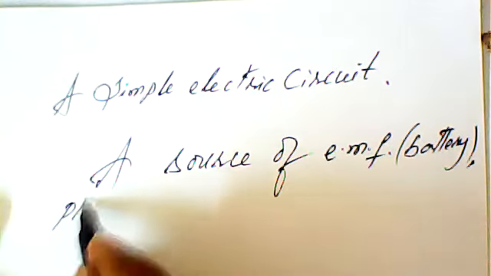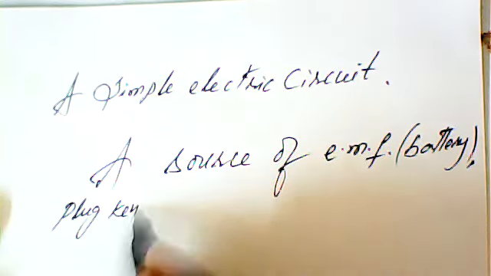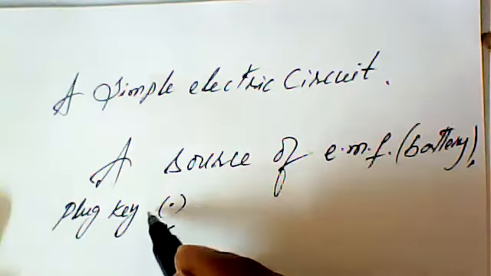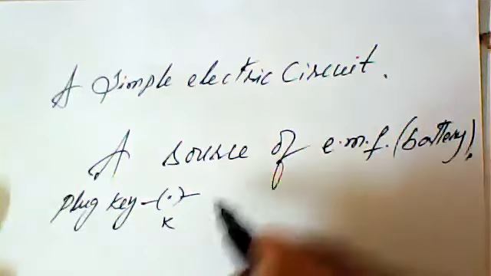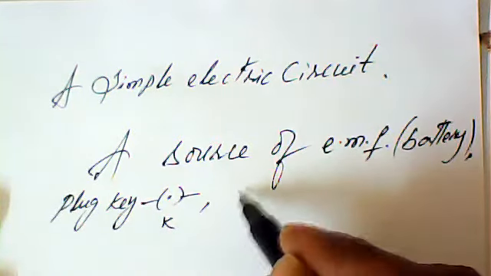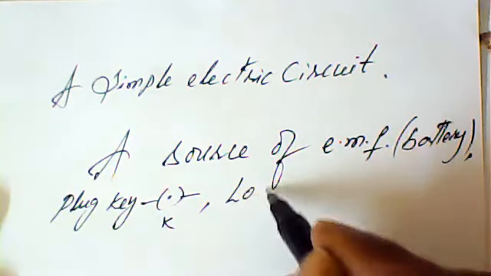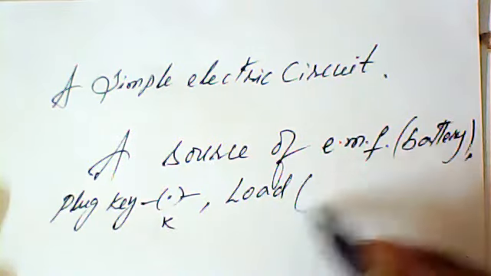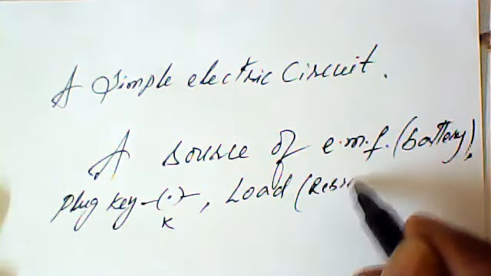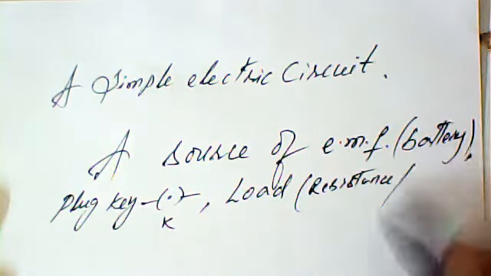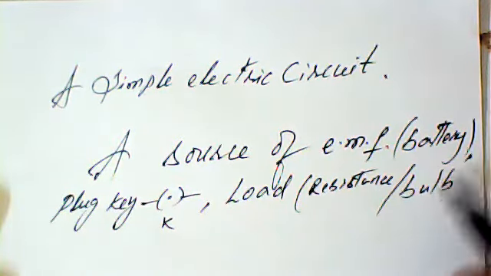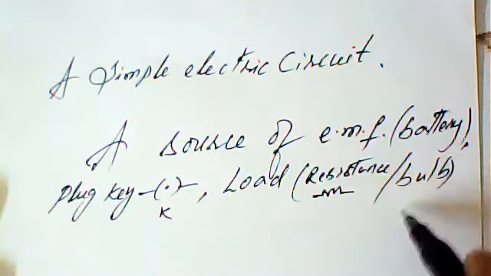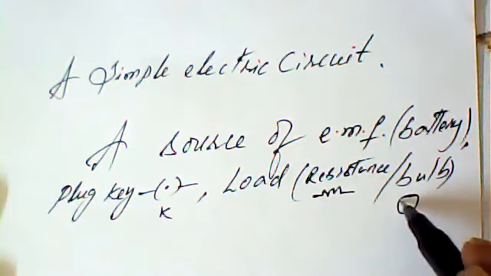And plug key. Symbol is like this, plug key. We write K in the circuit. And load. Load means any resistance or bulb. Resistance means we have this symbol. Bulb means we can just put like this and cross.